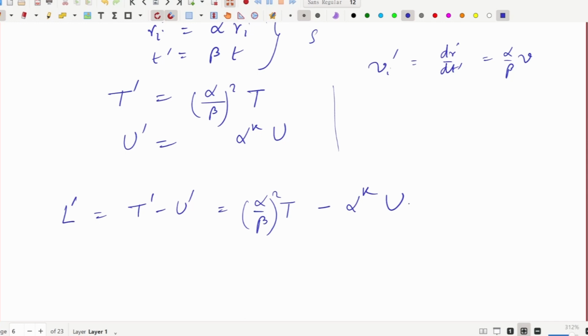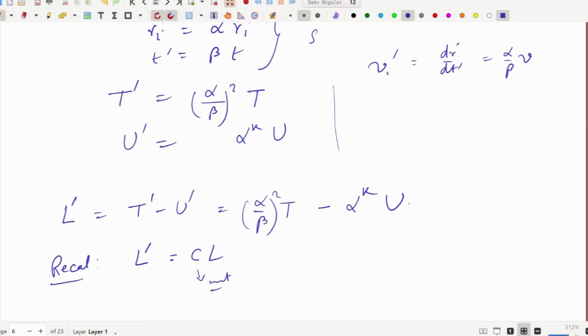Now, recall we studied a property that the dynamics will be unaffected if two Lagrangians L prime and L are related by an overall constant C, where C is a constant. So, dynamics will not change, or we can consider it a symmetry if the Lagrangian, under that transformation, changes by an overall constant.